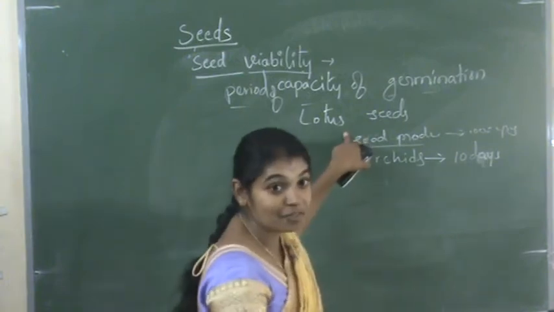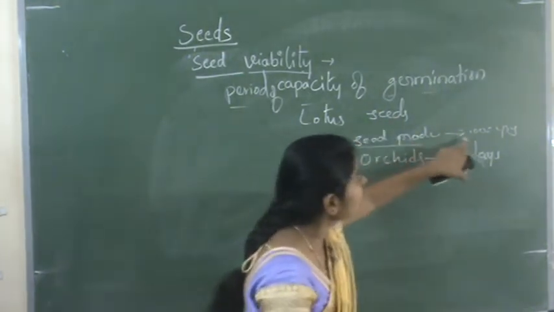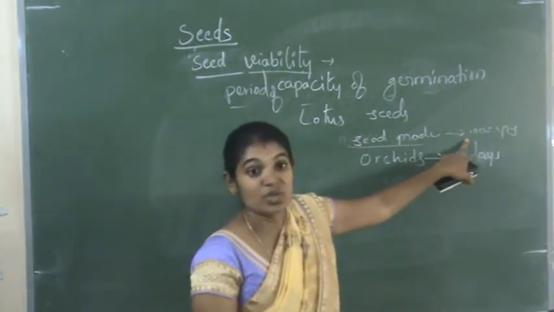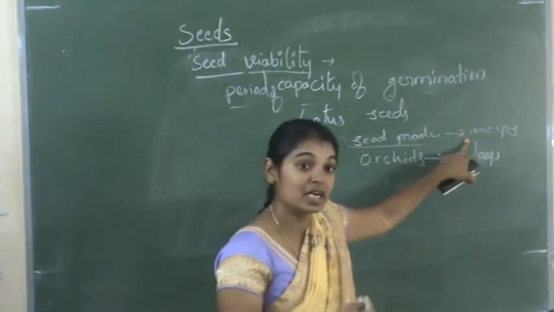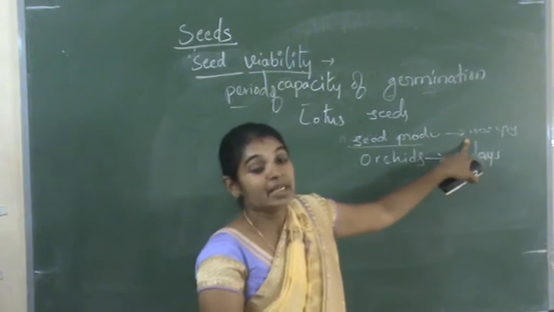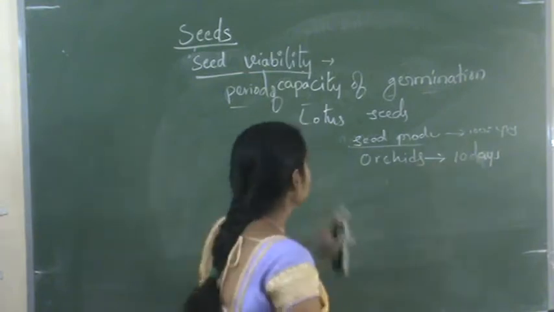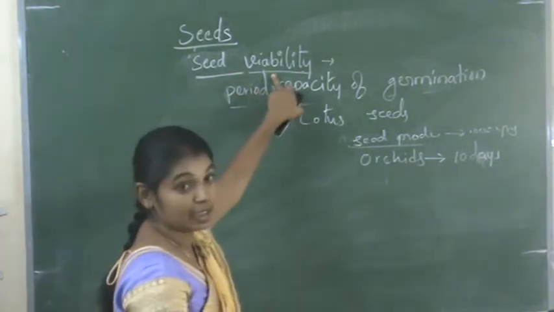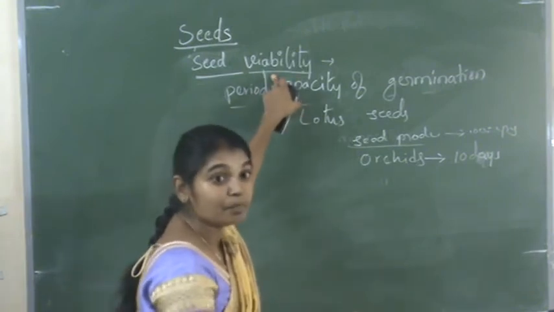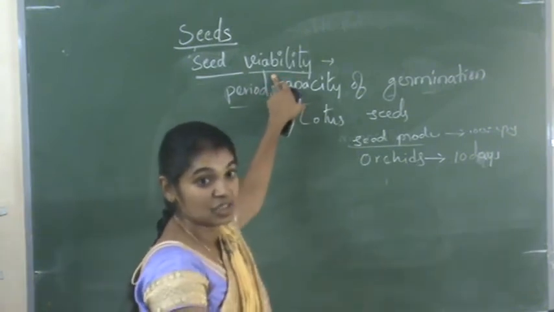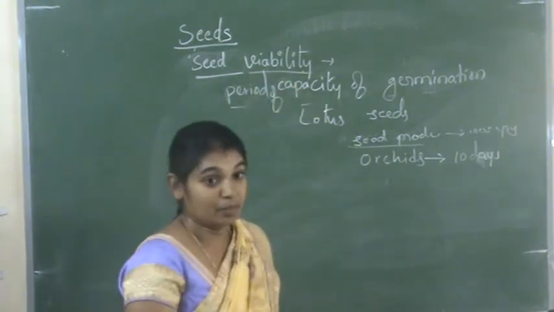But for the lotus seed, the seed viability is 1000 years. Even after 1000 years it can germinate. So this is called seed viability: how much time the seed remains functional.